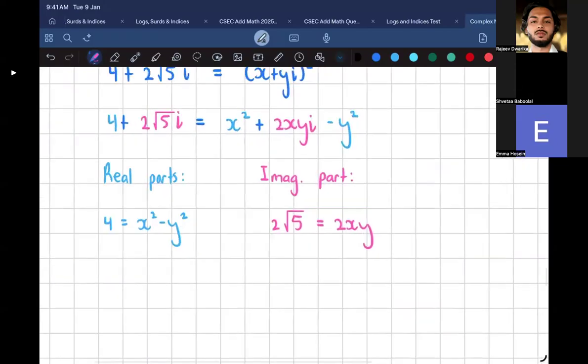Right. So let me continue, right? Now, in the imaginary part, I have 2 root 5 is equal to 2xy. I could divide throughout by 2, and I'll just end up with xy is equal to root 5. Are you okay, right? This is equation 1, this is equation 2.